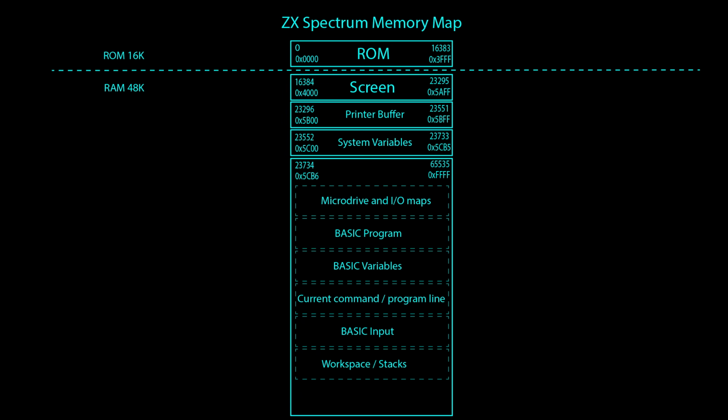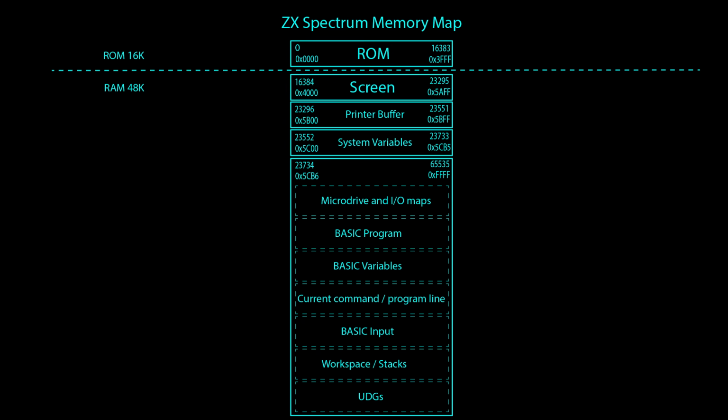These include, for example, the GO SUB stack, which BASIC uses to remember where to return to when it encounters a RETURN statement after a GO SUB command. Finally, at the very top of RAM is an area where user-defined graphics are stored. So with all that going on, where is it safe to put machine code? Well, the way that user-defined graphics, or UDGs, work gives us a clue.